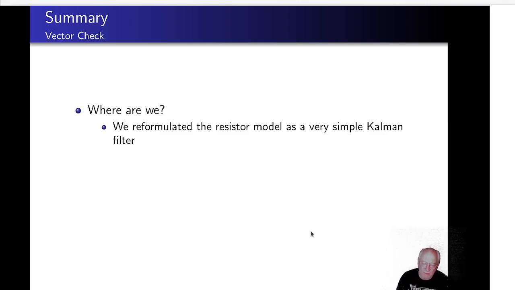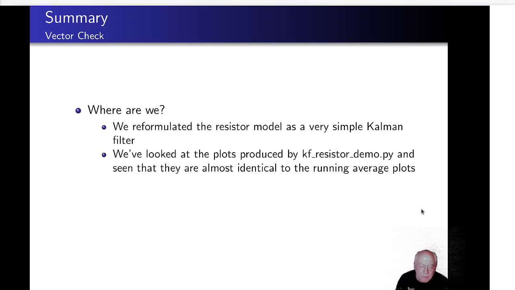We reformulated the resistor model as a very simple Kalman filter. We've looked at the plots produced by the script, and we've seen that they are almost identical to the running average plots as long as we don't have any process noise. Then we added in some process noise and saw what effect that had on the plots. The stair step went away, and we had a real sawtooth plot with growth in covariance because of the presence of process noise, even though the measurement model and the measurements brought the uncertainty down.